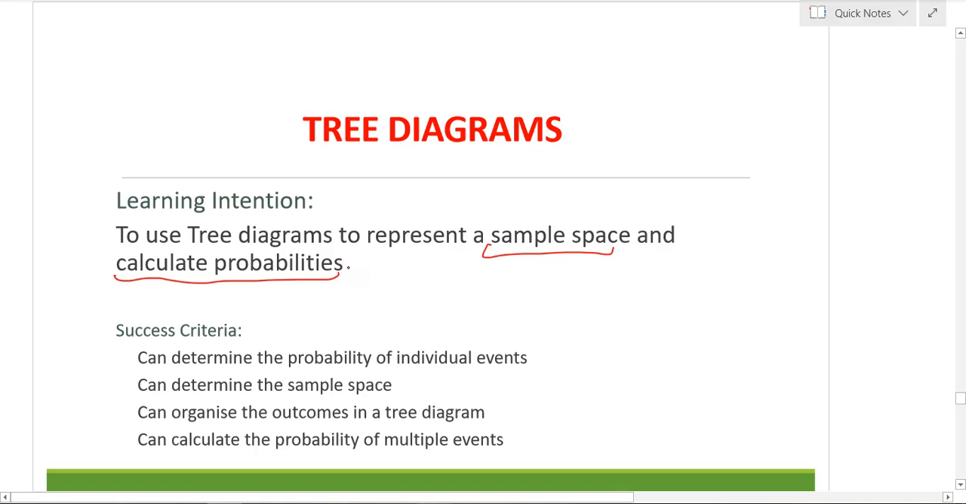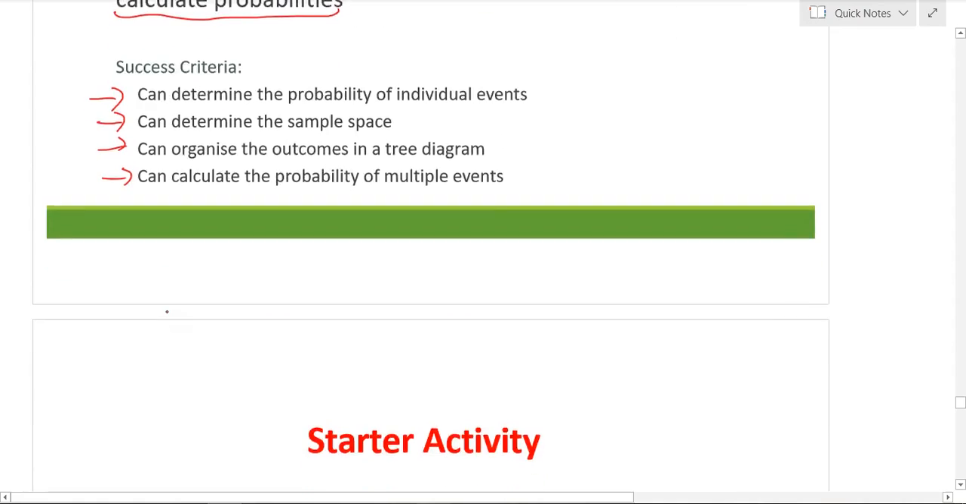Now the probabilities can either be fractions or decimals, right? So remember that. And the reason why we use tree diagrams is because sometimes you'll be able to determine more than one event. You'll have multiple events happening here, more than one thing happening. Also be able to organize the outcomes of a tree diagram. That basically means I want you to be able to draw a tree diagram in this way that I'll show you. Determine the sample space, which is all the outcomes, and then obviously the probabilities for each outcome, right? So those 4 things, if you can do them today, good.